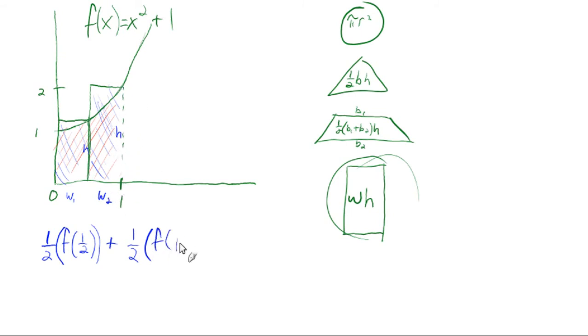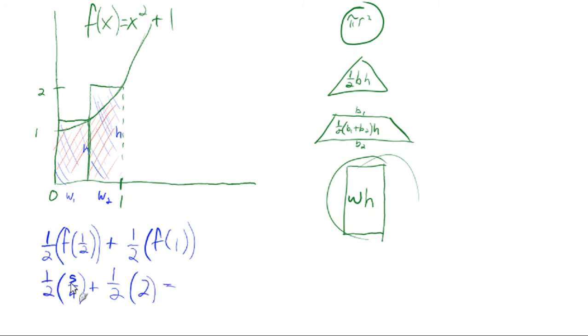So f of 1. So 1 half times f of 1 half, that's 1 half goes into x. 1 half squared is 1 fourth plus 1, so that's 5 fourths. Plus a half times f of 1. So we're going to put 1 into the function. 1 squared is 1 plus 1 is 2.